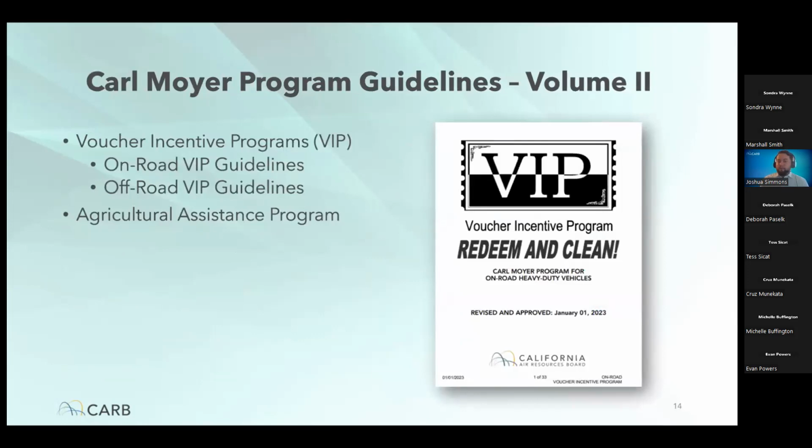Additionally, Volume 2 of the CARB Moyer Program Guidelines contains standalone programs with their own set of guidelines. We currently have 2 voucher incentive programs, also known as VIP. These are the On-Road VIP and Off-Road VIP programs. The On-Road Voucher Incentive Program is a standalone program for small fleet owners of 10 vehicles or less.